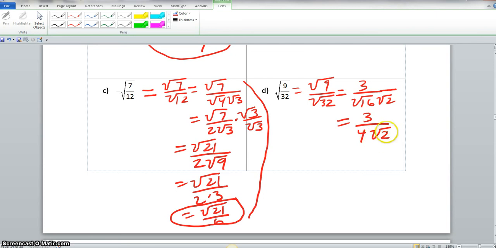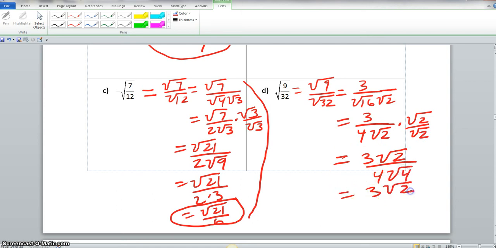Now we need to get rid of this square root of 2, which has no perfect square in it. So we'll multiply our numerator and denominator by the square root of 2. So we will have 3 square root 2 over 4 times the square root of 4. Now we know the square root of 4 is 2. So we have 3 square root of 2 over 4 times 2. So our final answer would be 3 square root 2 all over 8.